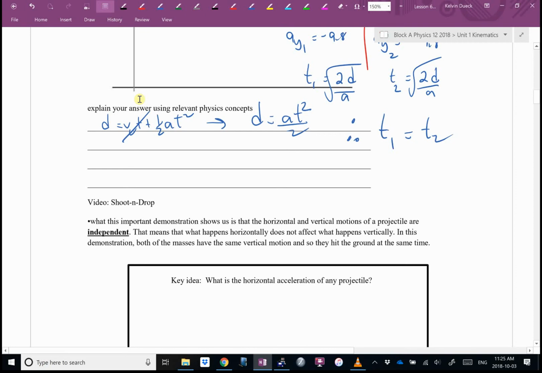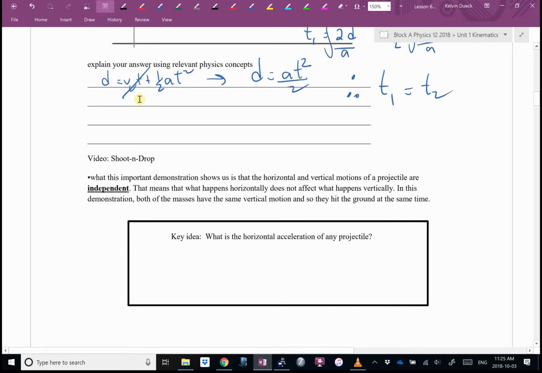What this shows us is that the horizontal and the vertical motions are independent. They don't affect each other. What happens horizontally has no effect on what happens vertically. In this demonstration, both masses have the same vertical motion, so they have to hit the ground at the same time. Here's our key idea.